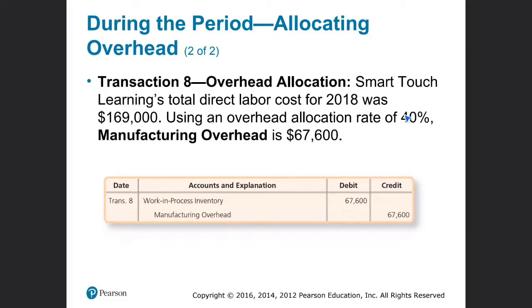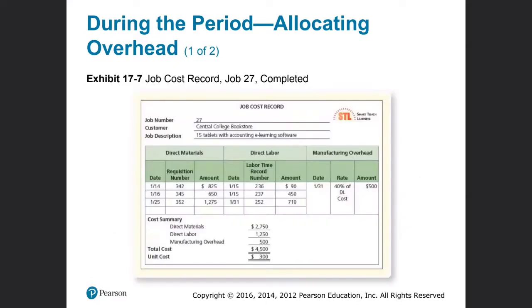So the total direct labor cost for 2018 was $169,000. We're going to use an overhead allocation rate of 40%. So we're going to use this overhead allocation rate of 40% of 169,000, and that's going to give us our manufacturing overhead of $67,600. And they gave us that 40% right here for our rate.